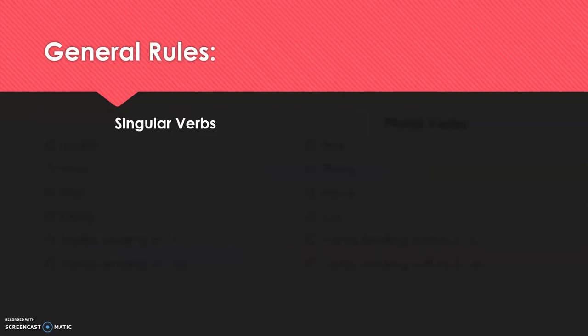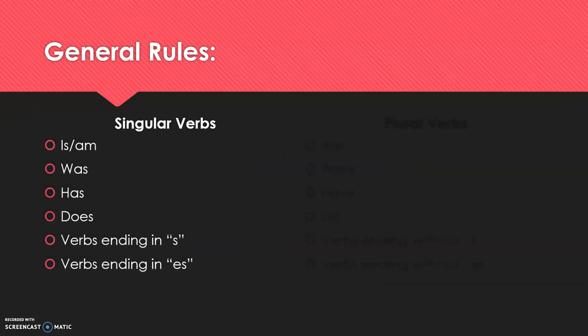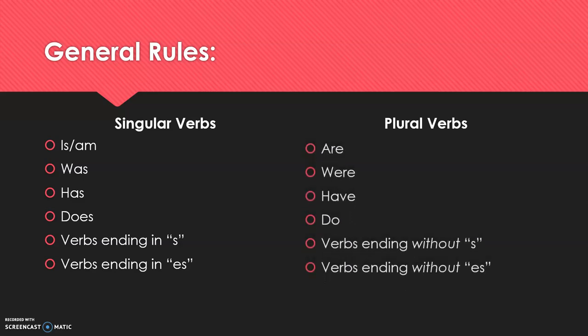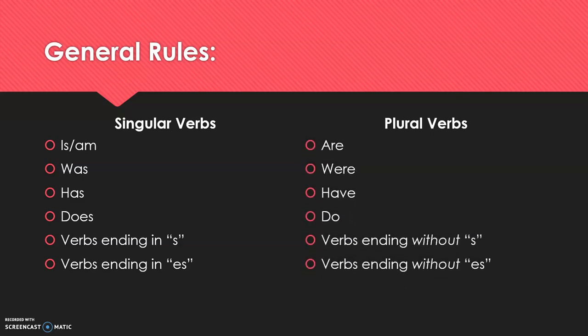Now it's a little bit more complicated than that, so let's look at some general present tense singular verbs. Not all verbs are action verbs. If you look here, we have is, am, was, has, does, and then our verbs ending in S or ending in ES. Our plural version over on the other side contains the verbs are, were, have, do, and then verbs ending without S or ES.